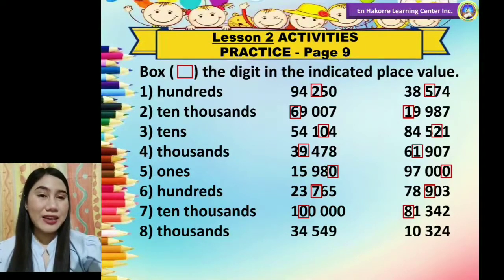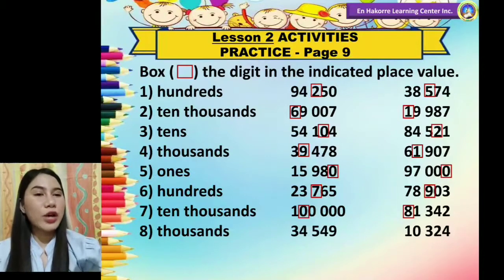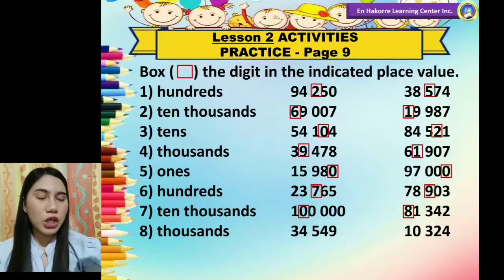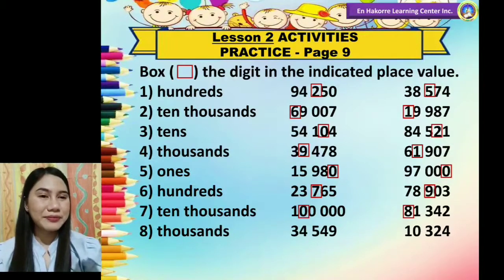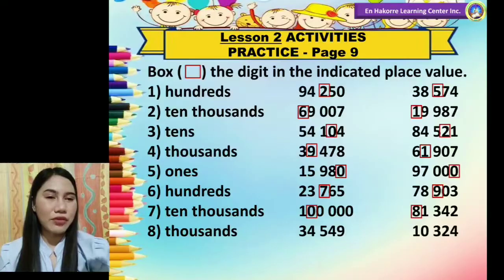Number 8, we have thousands. So let's try to find out where we can find the thousands place on number 8. So you have there your number 34,549. Again, 34,549. Since we have 34,549, you have there the 4 has the thousands place. Again, 4 has the thousands place.